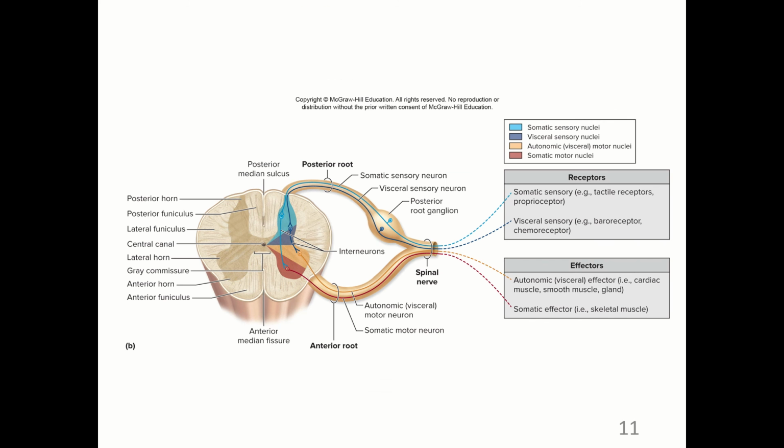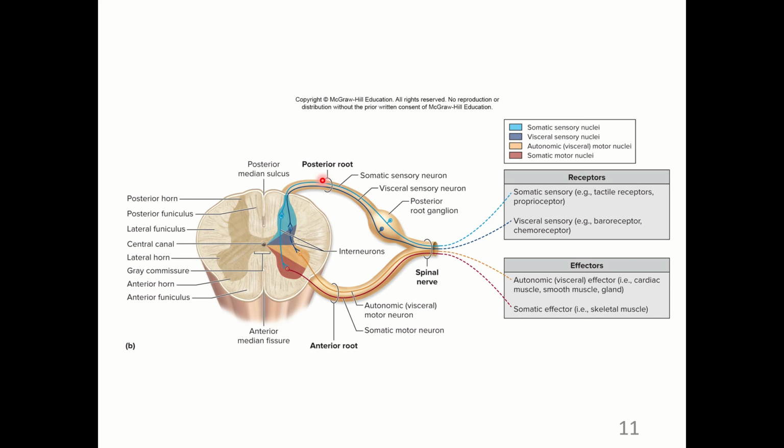Let's look back at this illustration showing these sensory neurons coming towards and synapsing with this dorsal root or posterior root of the gray matter tissue. The cell bodies of the sensory neurons are going to be found in the posterior or dorsal root ganglion, and their axon terminals will be found in the posterior or dorsal horn.